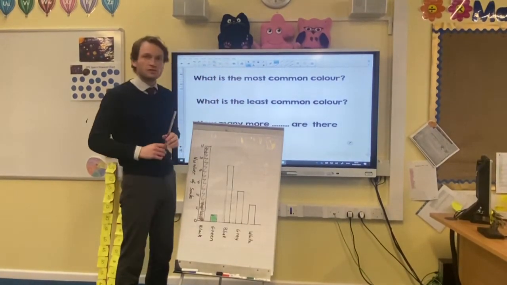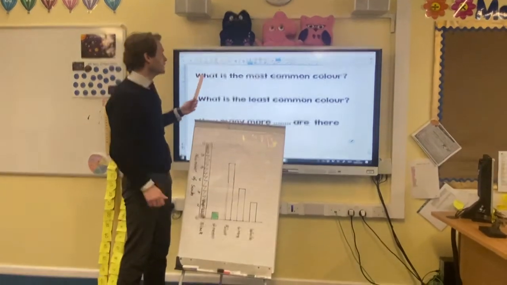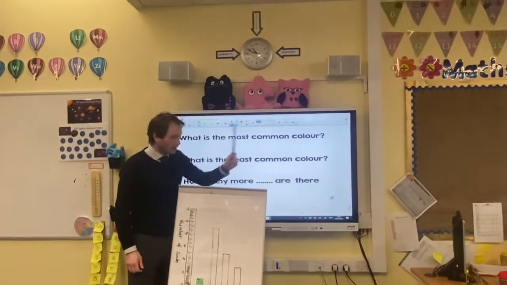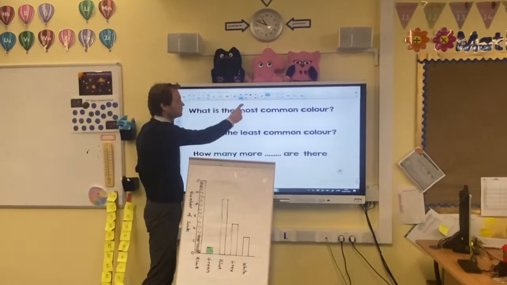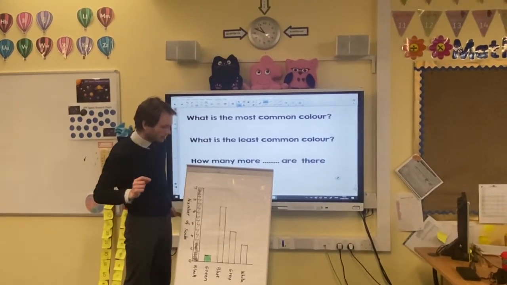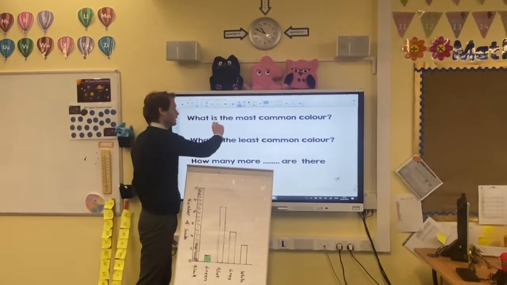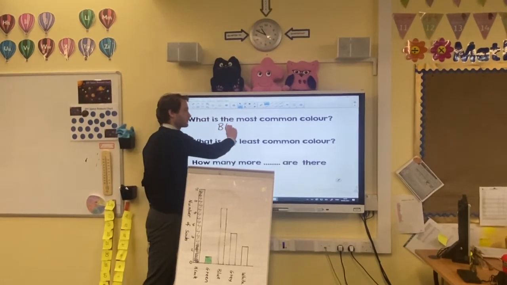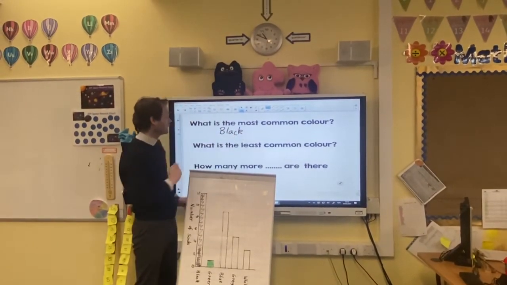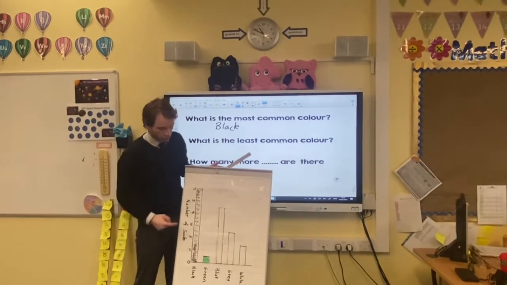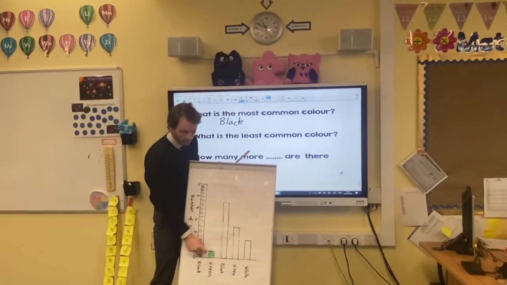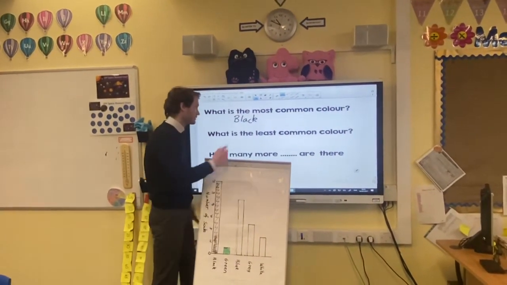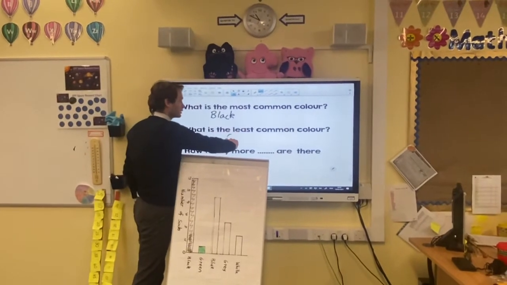So I want you to just talk about it first. Then we have some questions. This is in your resources, okay? So what is the most common colour? We know ours, the most common colour is black, don't we? There's 12 black socks. Next one. What is the least common colour? Well, straight away I can see the smallest number is green, isn't it? So what is the least common colour? Green.